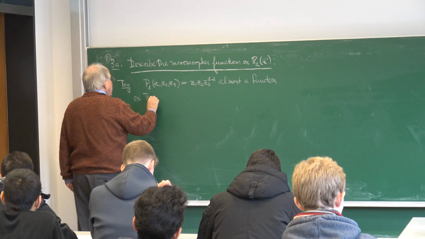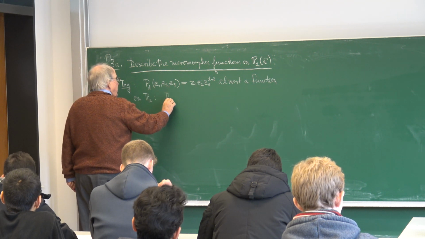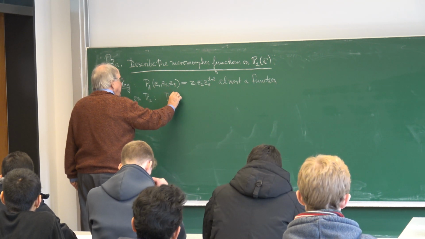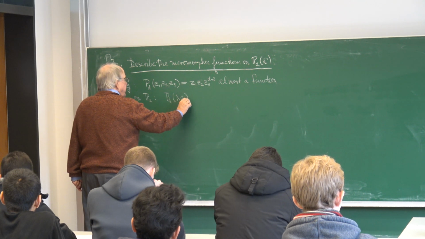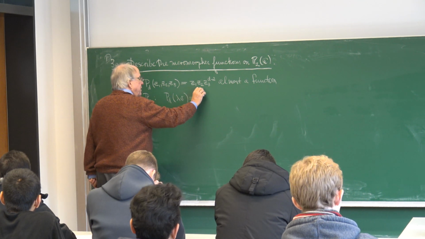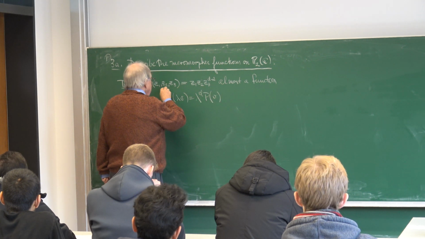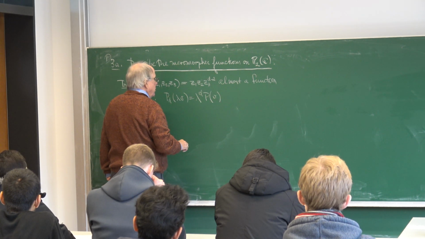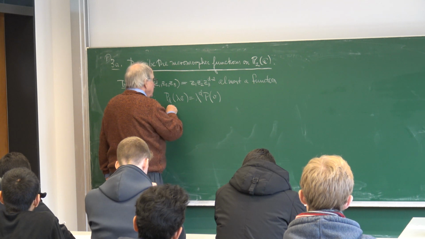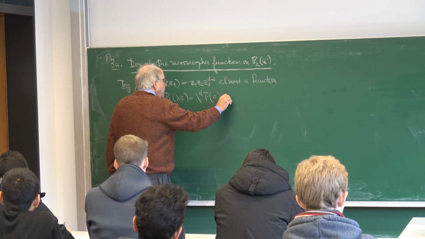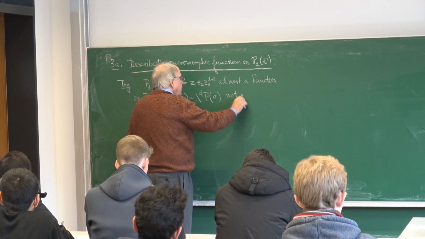The reason it's not quite a function is that PD of lambda times the vector is equal to lambda to the d times the vector. It's not well defined. It's not well defined because these are homogeneous coordinates. So this is not well defined. So it's not quite well defined.